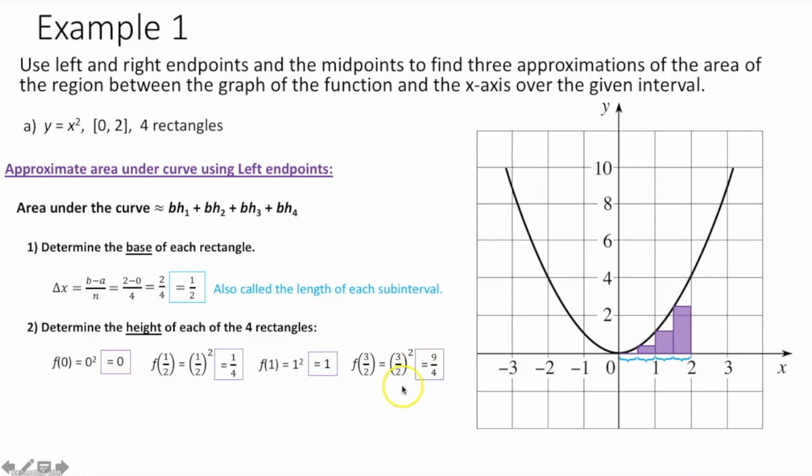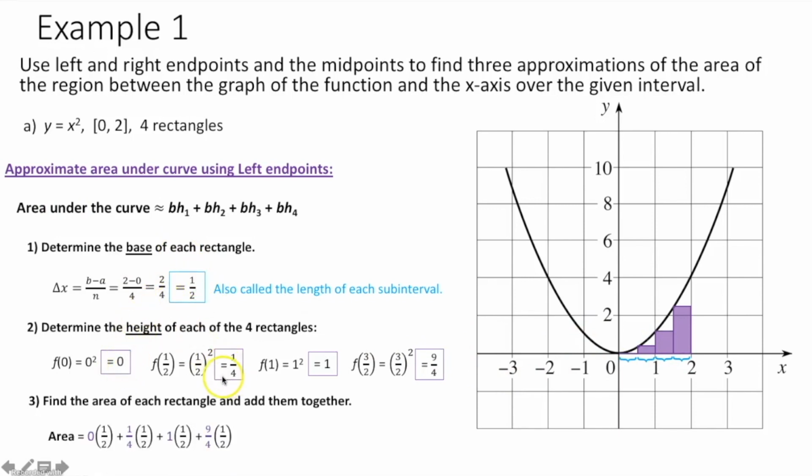Now, in order to figure out the area of this purple region, what we have to do is take our base for each of these rectangles and multiply it by the height. So the base is the same, so it's going to be 1/2 times 0 plus 1/2 times 1/4 plus 1/2 times 1 plus 1/2 times 9/4. You could also just add together all of the heights and then multiply that quantity by 1/2 because it's the same thing, right? We just factored out a 1/2.